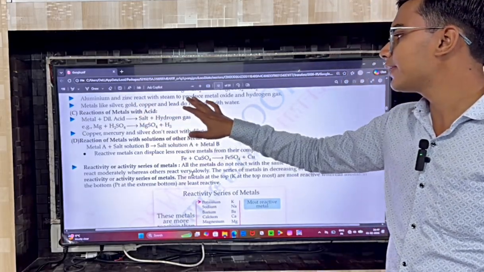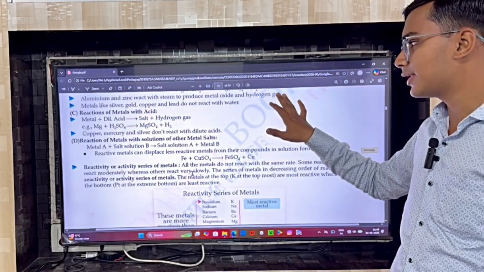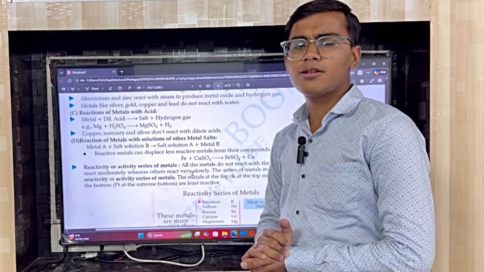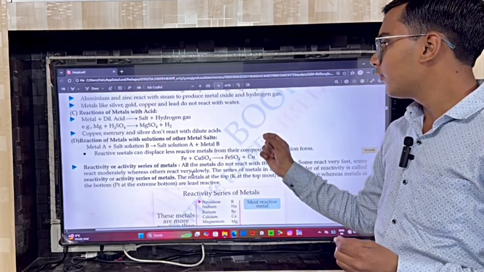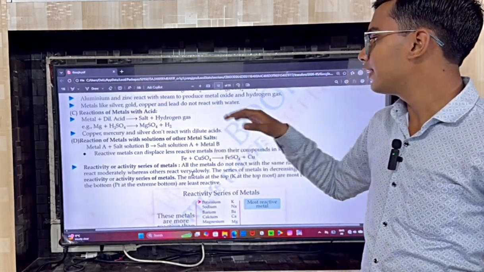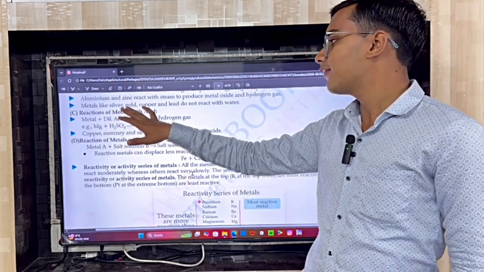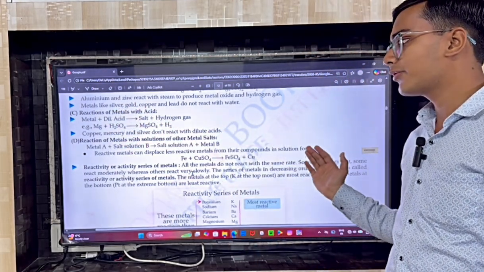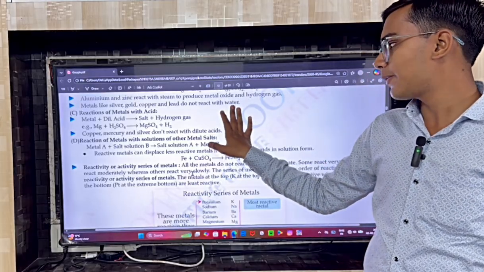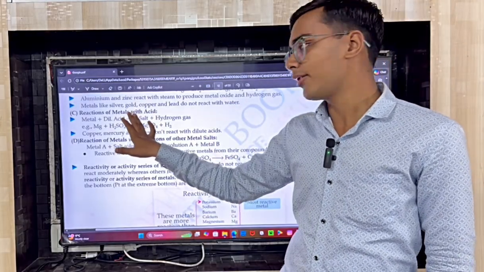Aluminium and zinc, when they react with water or steam, produce metal oxide along with hydrogen gas. Metals like silver, gold, copper, and lead do not react with water. These are the exceptions which do not react with water.